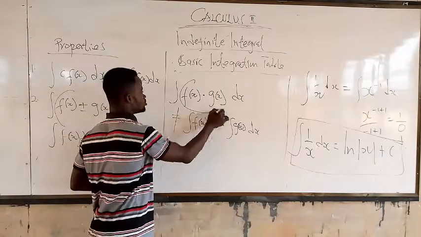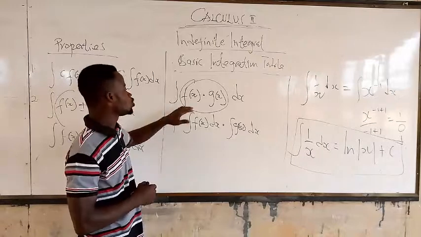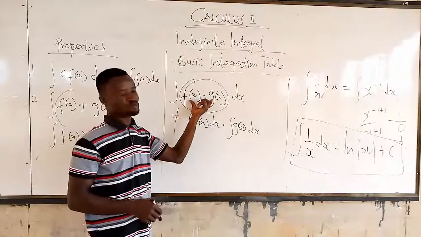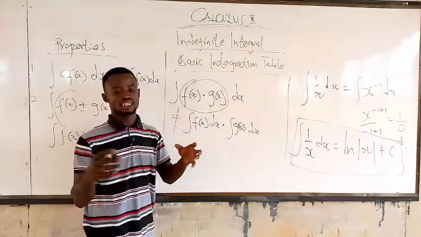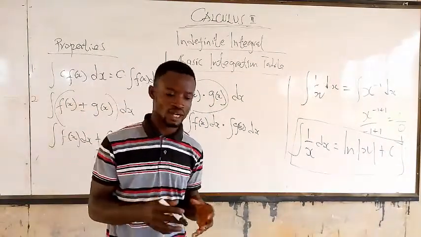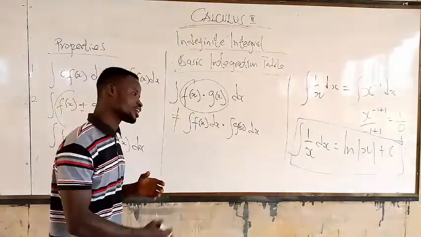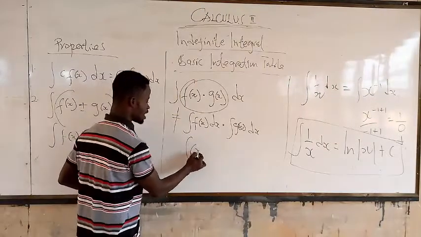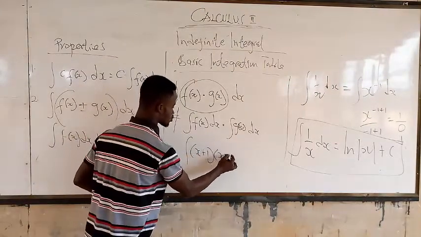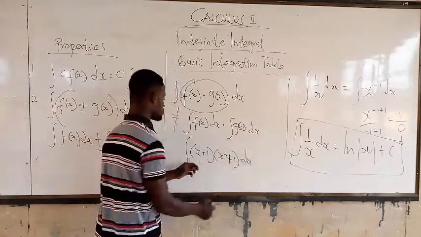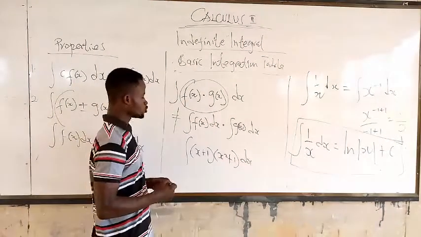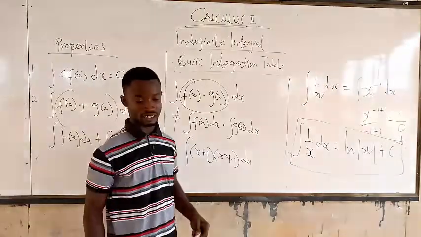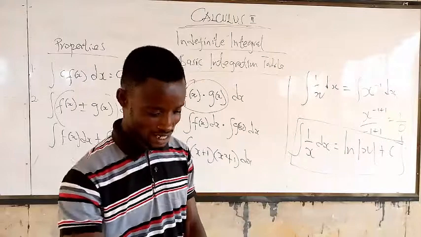What this actually means is that no matter what this function is and no matter what this function is, you can expand and simplify it, and when you are done, then you integrate each term. Alright. So for instance, if you have, let's say, s plus 1 times s squared plus 1, this represents f of s, this represents g of s. So you can expand and simplify it and take the integration of both sides, and it's going to work for you. Alright. So that's how you do it.